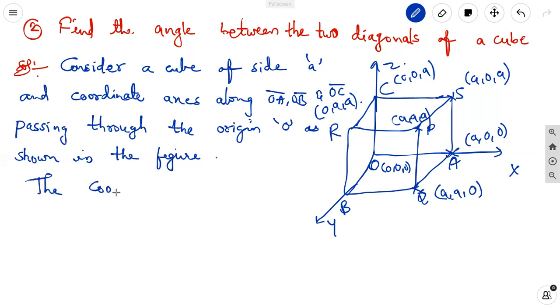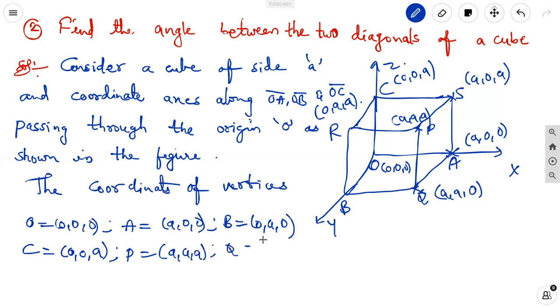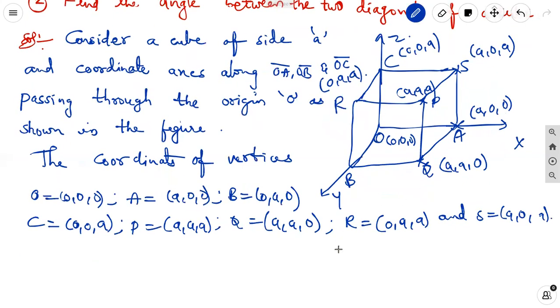The coordinates of vertices: O equal to 0, 0, 0, A equal to A comma 0 comma 0, B equal to 0 comma A comma 0, C equal to 0 comma 0 comma A, P equal to A comma A comma A, Q equal to A comma A comma 0, R equal to 0 comma A comma A, and S equal to A comma 0 comma A. These are the vertices.